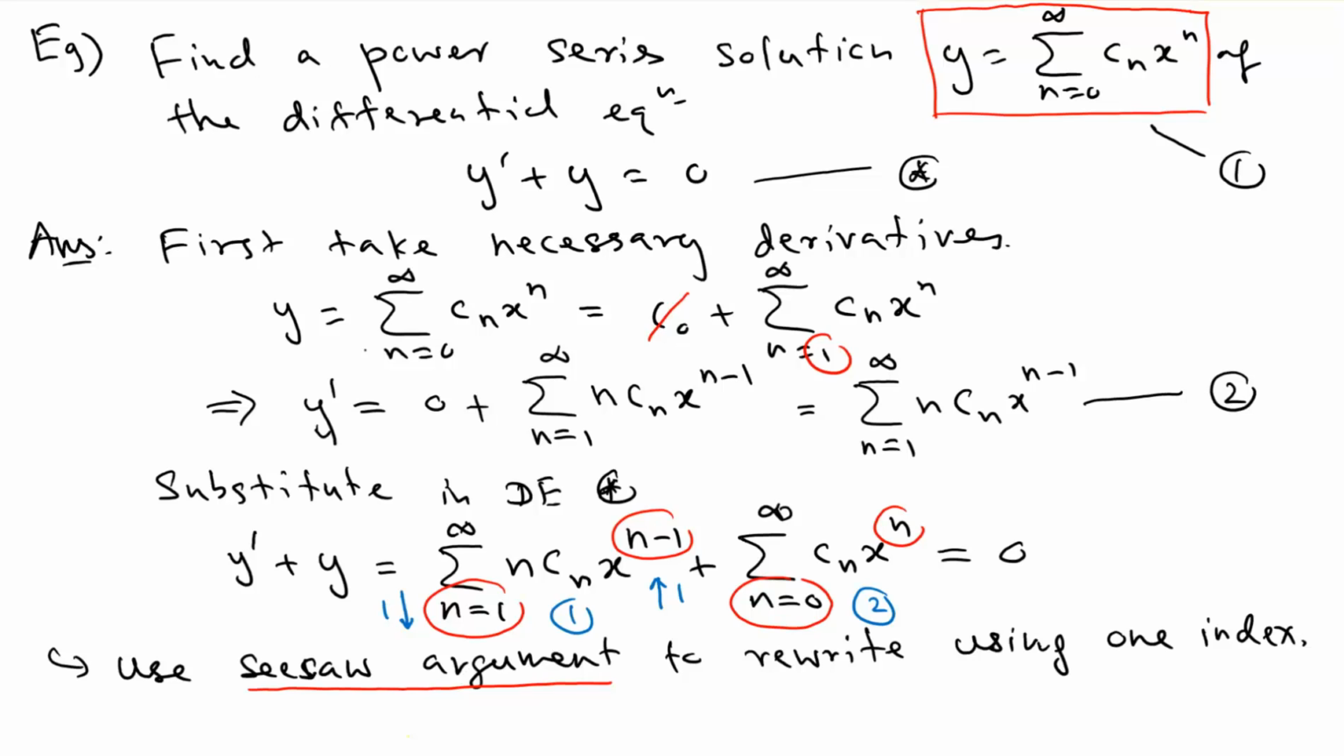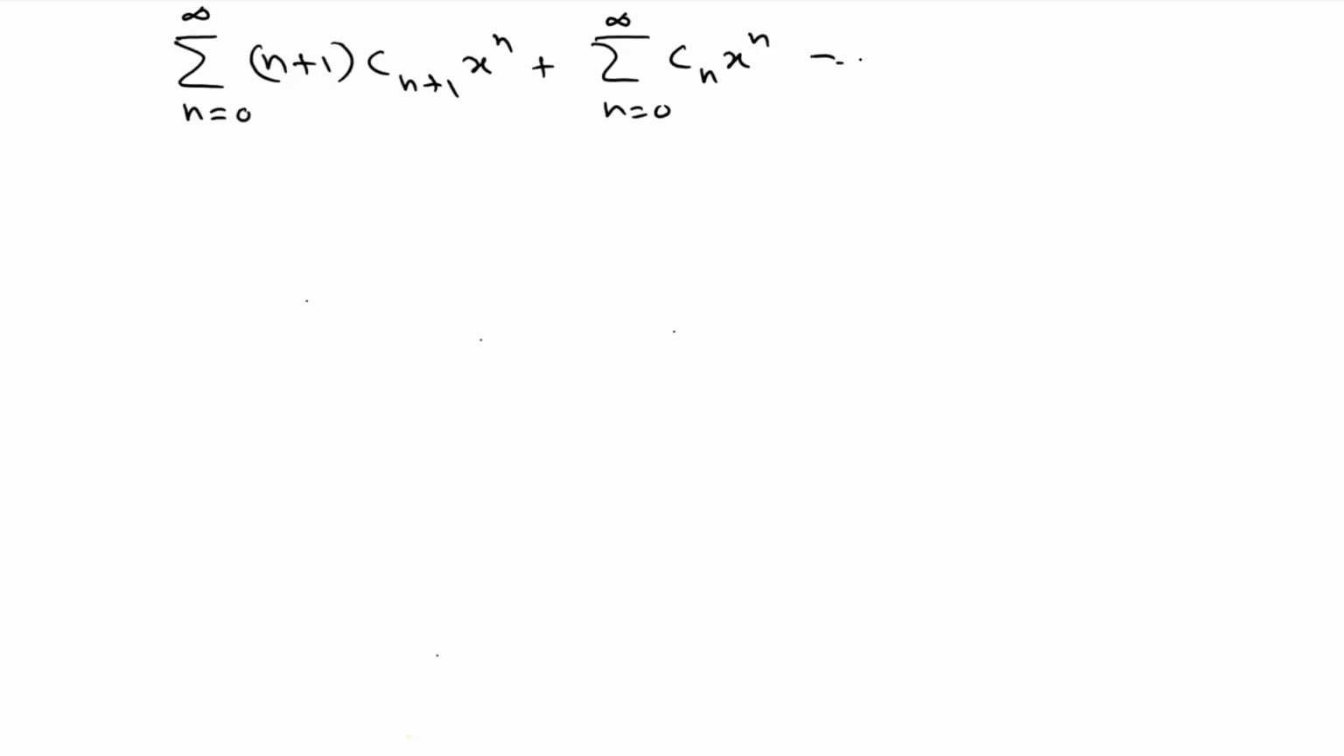So we can do that. That means we can get sigma, starting with n equals 0, because you bring it down, to infinity, and you can see n becomes n plus 1. So n becomes n plus 1, and then c_(n+1) x^n. That's what happened in the first one, plus the second one, no change, sigma n going from 0 to infinity c_n x^n, no change, and equal to 0.